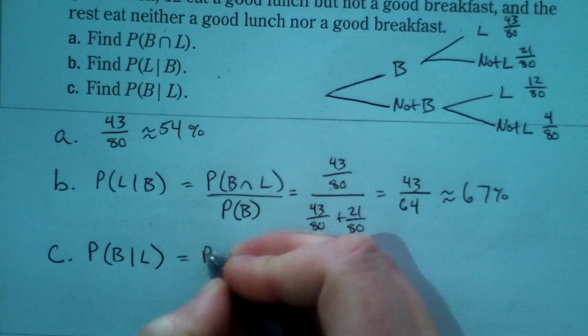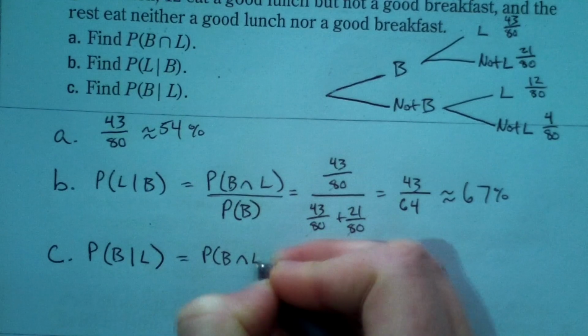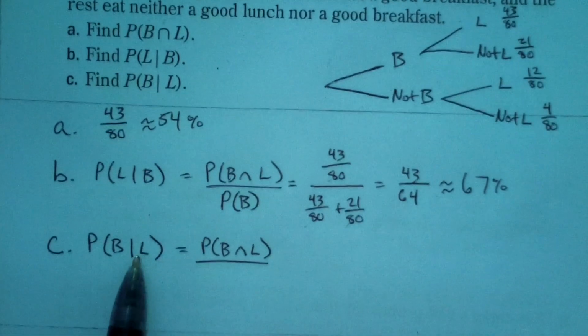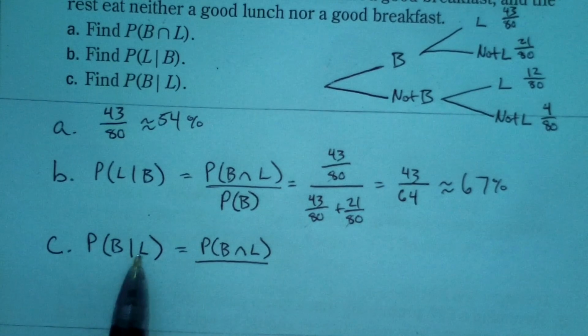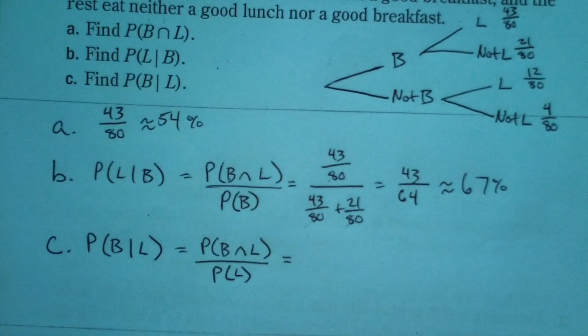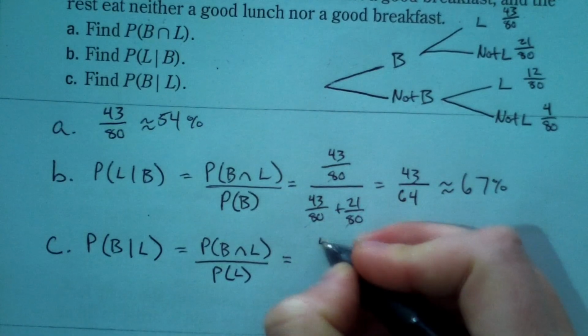And then again, you can just figure out what that's approximately equal to. So 43 divided by 55 is like 78-ish. So 78% of people would fit in that category. Okay, so that's using the tree diagram. So that's one way to do it.